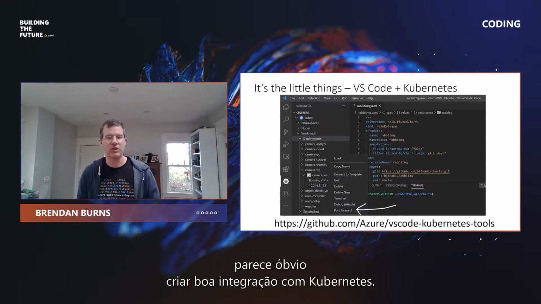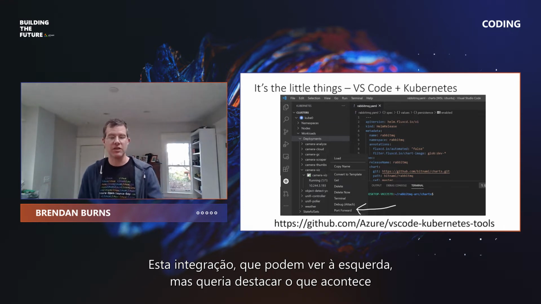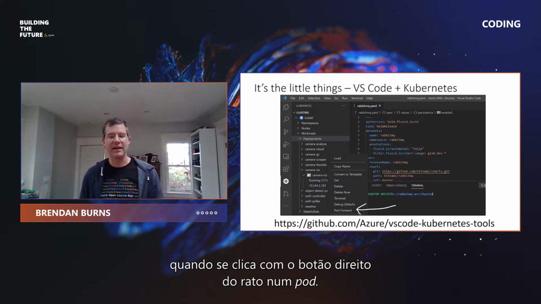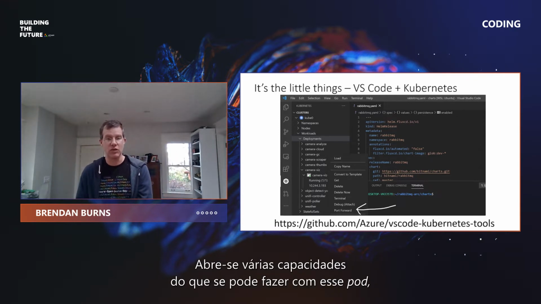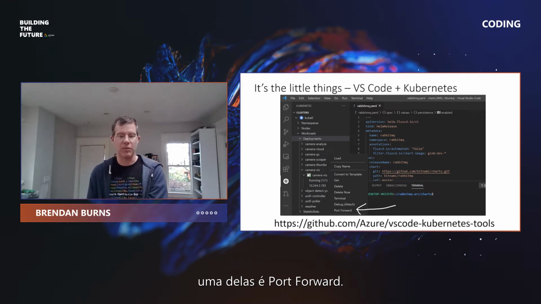It seems obvious that we should build good integration into Kubernetes. We've built this integration. You can see a little bit on the left, but I wanted to highlight what happens when you right-click on a pod. When you right-click on a pod, you get a lot of different capabilities that you can do with that pod. And one of those capabilities is port forward.